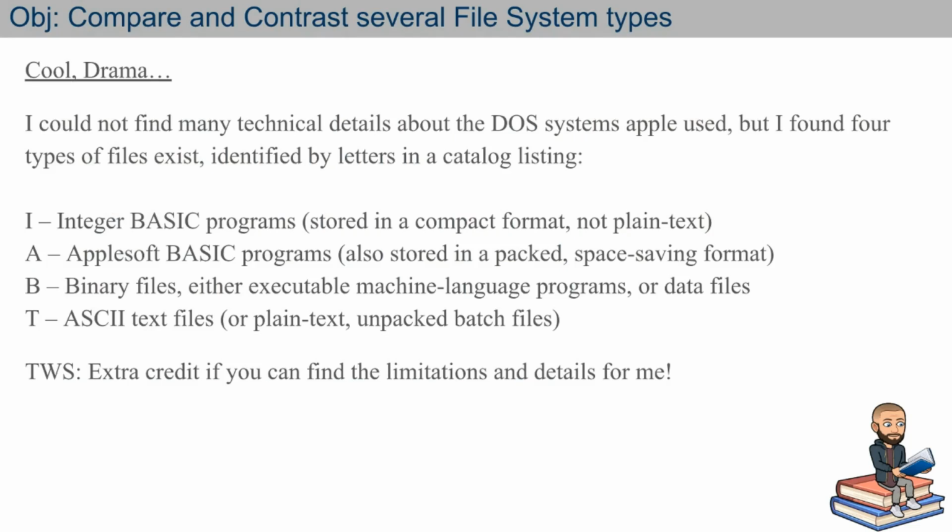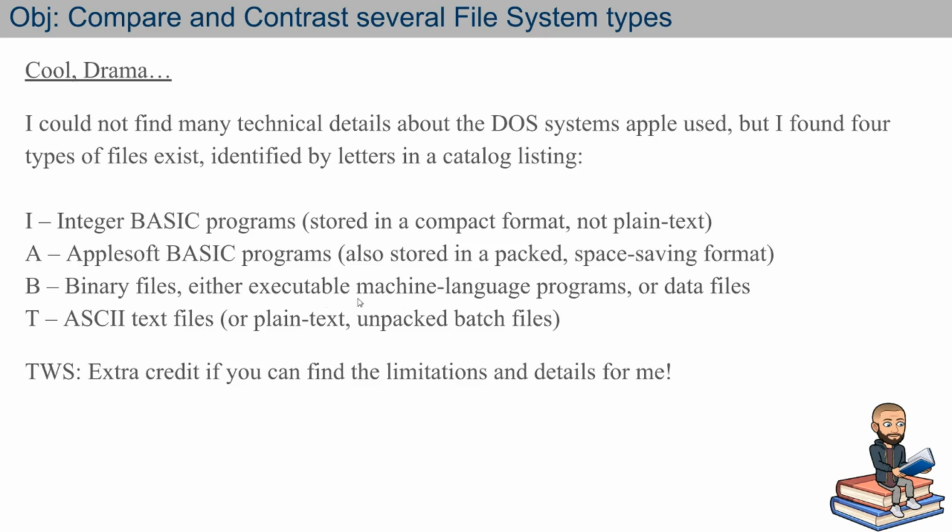So in terms of the Apple DOS system, I just couldn't find a lot of details. I did find 4 file types that existed though. Apparently they were identified by letters in a catalog listing like this. You have your integer files. This was stored in a compact format, so not a plain text format. You have A files, which is AppleSoft basic programs, and they were also stored in a packed, like space-saving format. Compression, anyone?